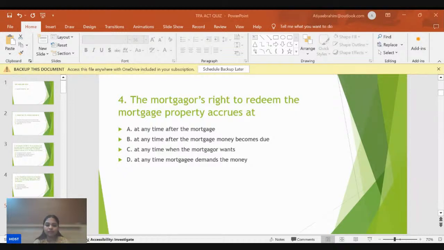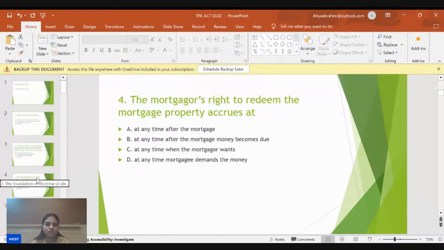The correct answer is option B. At any time after the mortgage money becomes due, the mortgagor has a right to redeem, and his right to redeem accrues at that time after the mortgage money becomes due. So the correct option is option B.